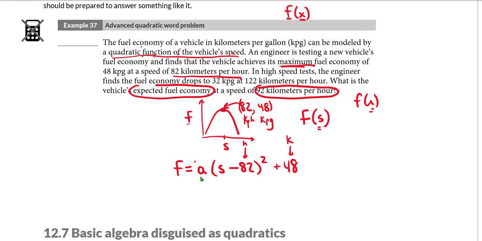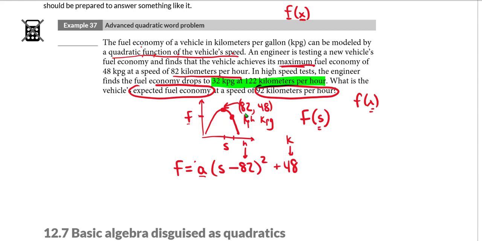Now, in terms of finding this a, just like we did on a previous question, remember we need another point, and we have another point right here. This point, 32, 122, is somewhere, let's say, over here. Maybe 122, and then this is 32. It's some point past the maximum.